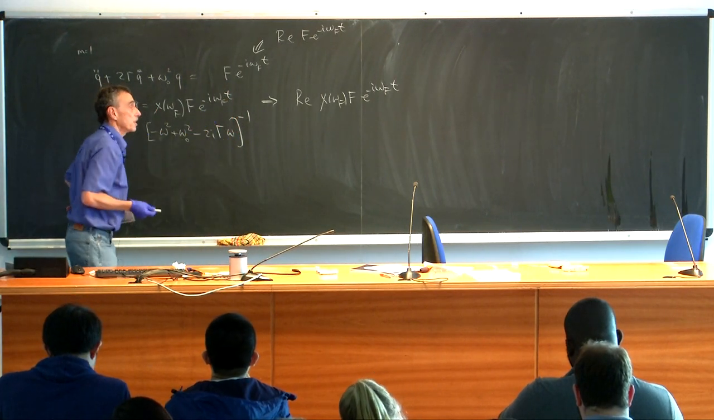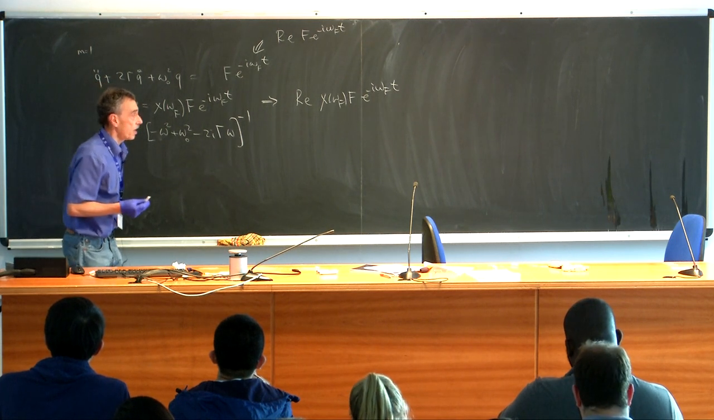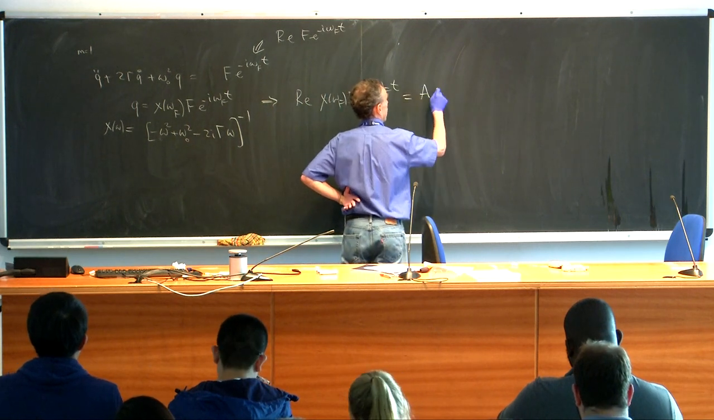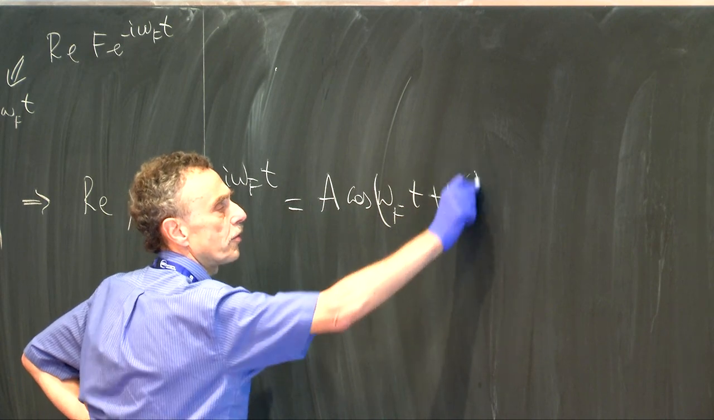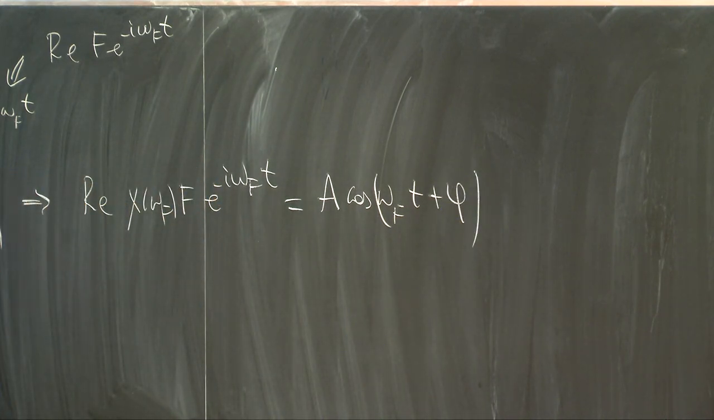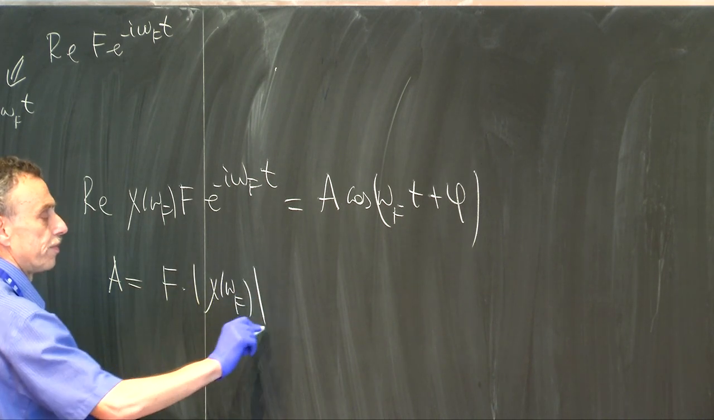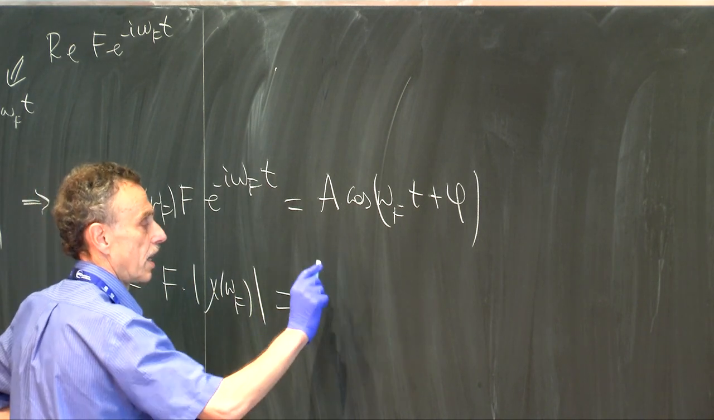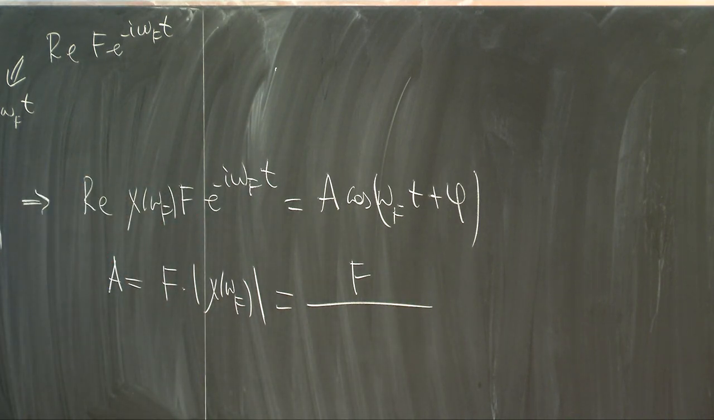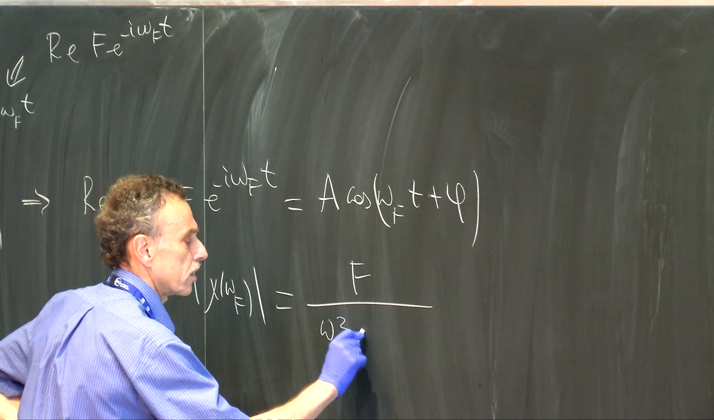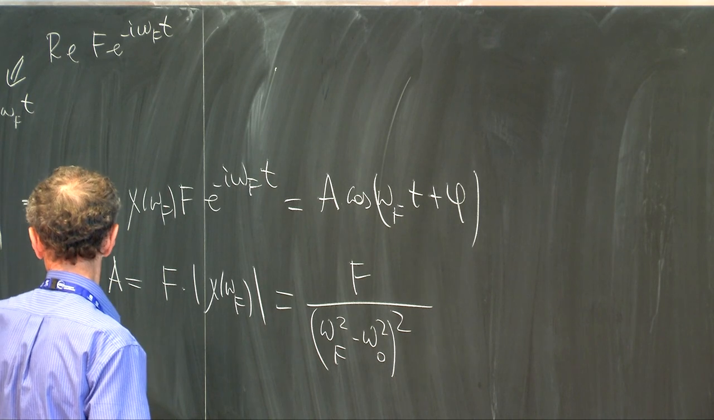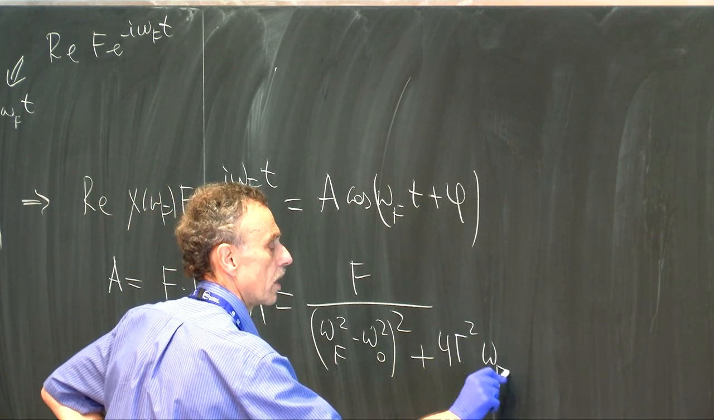And I know that these are vibrations at the frequency of the drive omega_f, so I can write them as a cosine of omega_f t plus some phase. They're shifted in phase with respect to the driving force. And the amplitude is just the absolute value of this susceptibility. It's f times the absolute value of chi of omega_f. And so this is f divided by the square root of omega_f squared minus omega naught squared, squared, plus 4 gamma squared omega_f squared.